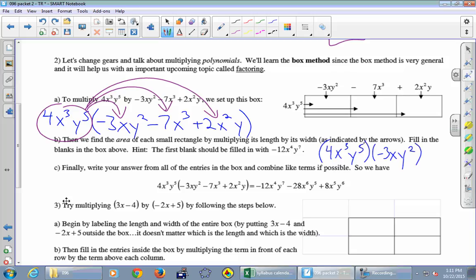Totally different from FOIL. Yes. FOIL applies to problems that look like this, but I'm not a fan, so I'll show you how to do it with the box.